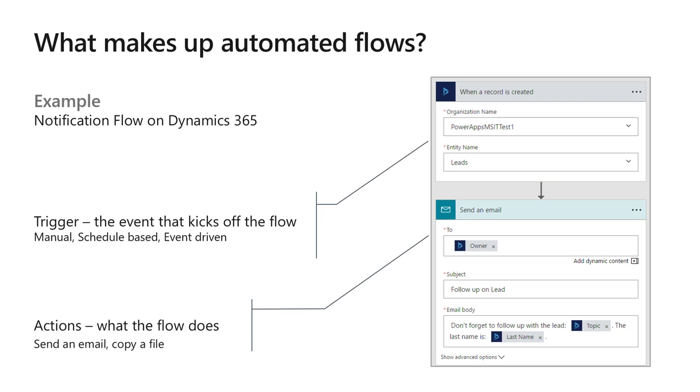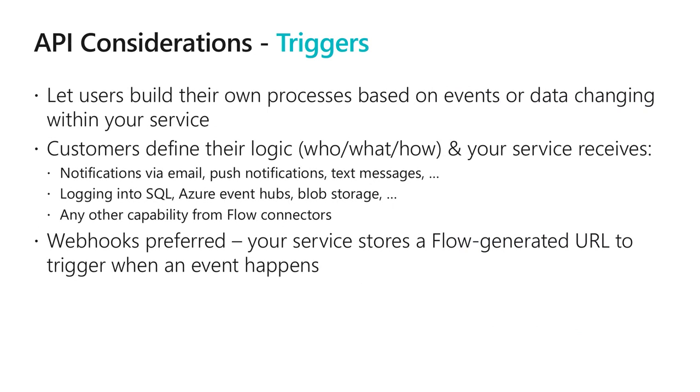Versus the other option is polling triggers. And polling triggers, the way they work is Flow will continuously ask your service, has anything changed? Has anything changed? And you probably reply with, no, nothing has changed, or something has changed. Polling triggers are a little heavy in terms of the amount of API calls that get made to your service, but that's essentially the main consideration between webhook triggers and polling triggers.